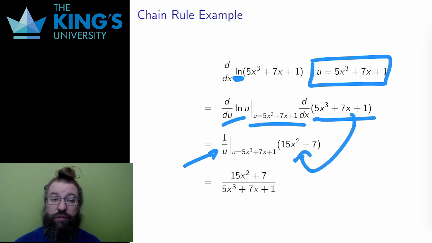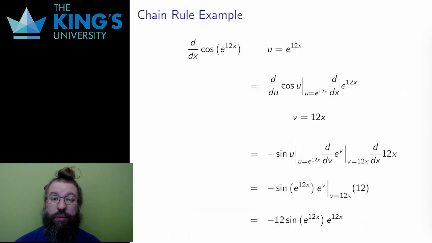The derivative of the cubic is 15x squared plus 7, again being more brief with my notation and hiding the use of linearity in the power rule to do this derivative. Then I do the replacement, replacing u with the whole cubic. Since this is now in the denominator, I can write the result as 15x squared plus 7 over 5x to the third plus 7x plus 1.